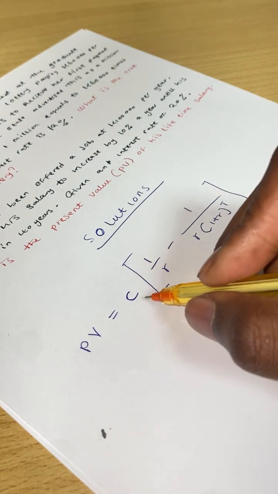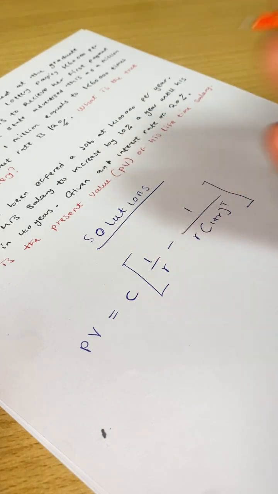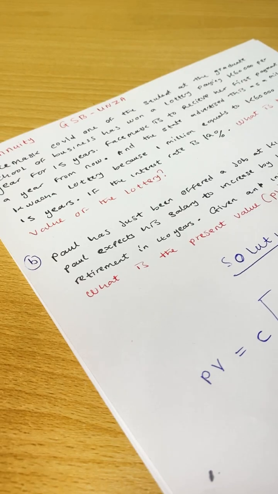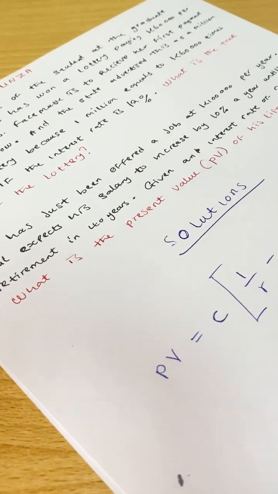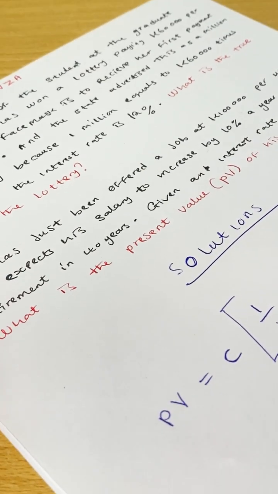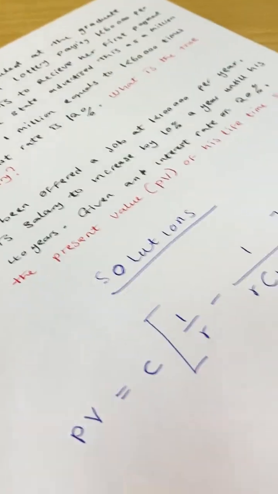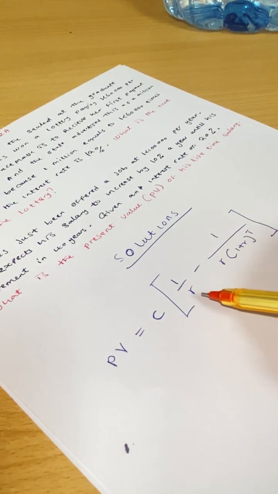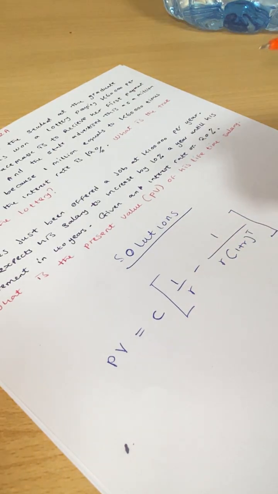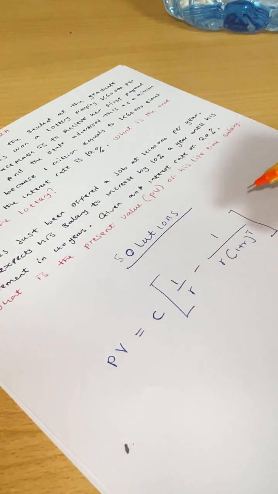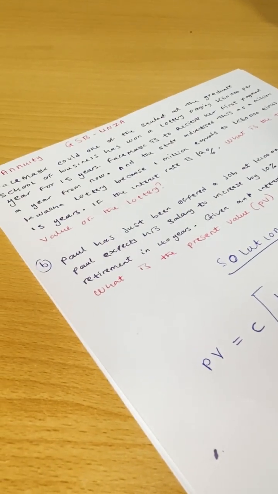Okay, so C stands for the cash flow. How much are you receiving per year? In the case of question A, we have been told that this person is going to be receiving payments of 60,000 kwacha per year. So that's our cash flow. Then R stands for the discount rate or the interest rate. For A, we have been told that the interest rate is 12%. Then T stands for time, in years. According to the first question, our time is 15 years.